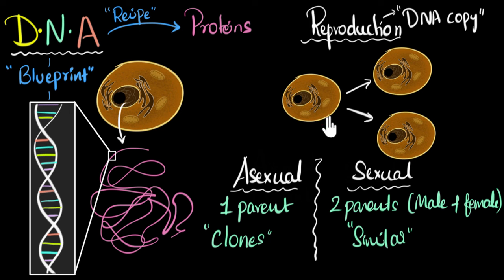And so every time a cell needs to make a copy of itself, the DNA first has to make a copy of itself, and then all the other organelles make a copy of themselves. And that's how we will get new copies of cells.